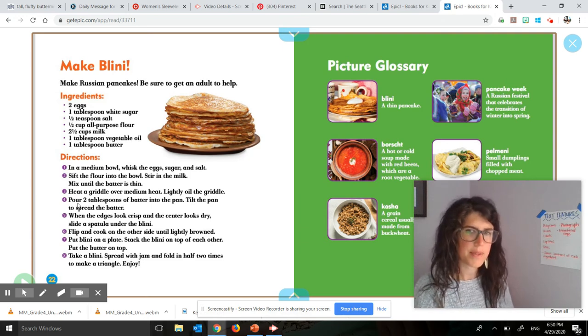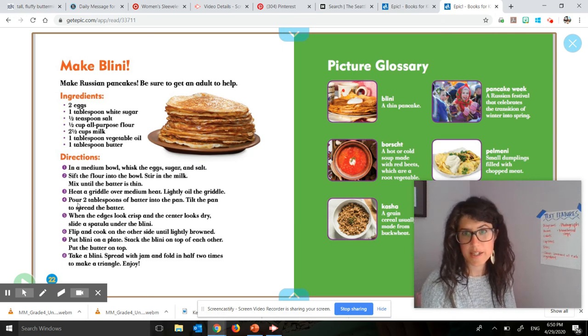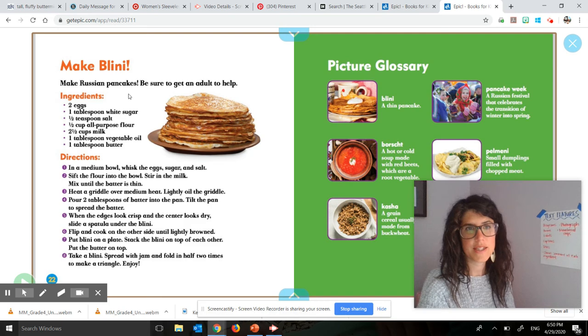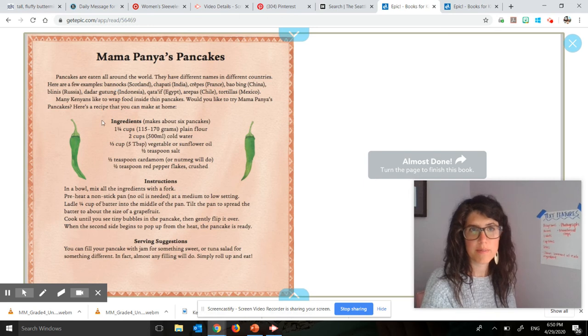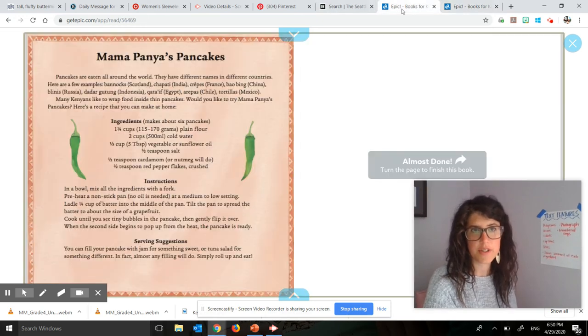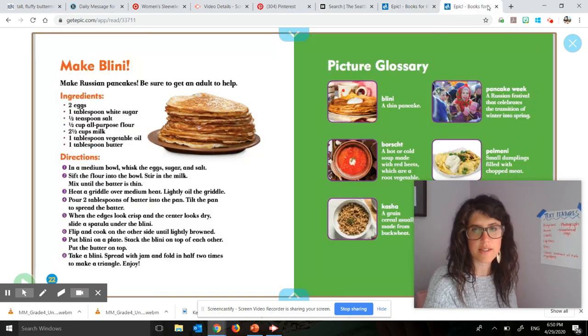So I noticed a couple similarities and differences. Similarities were that they're both a type of pancake. I also noticed that each of the recipes had a little description before the recipe was given and the ingredients were given. And I also noticed that both recipes have an ingredients list and then the directions after that. So the ingredients list and then the instructions or directions after that.